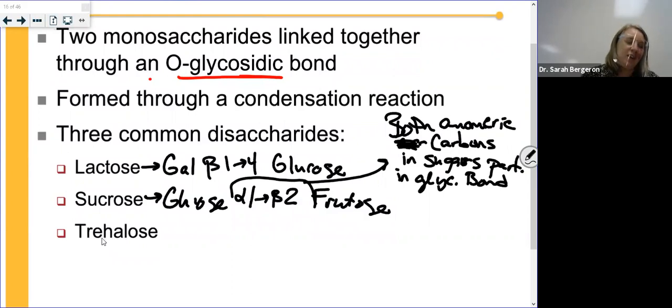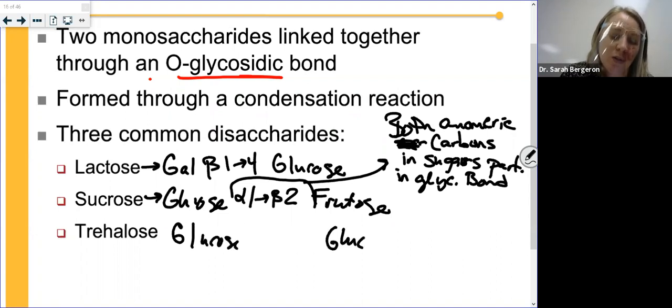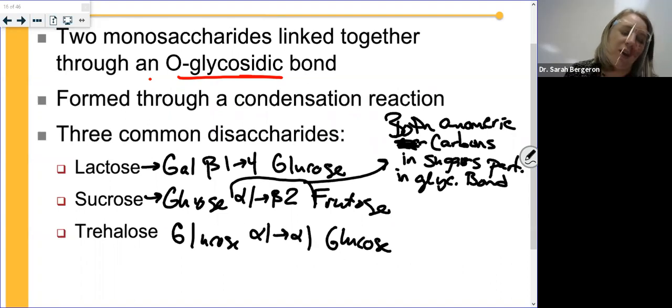Our last one here is one you probably are not familiar with. This one is actually found in insects, but it's kind of cool because it's a glucose-glucose disaccharide. So this is an alpha 1 bond. So let me show you what some of these bonds look like.